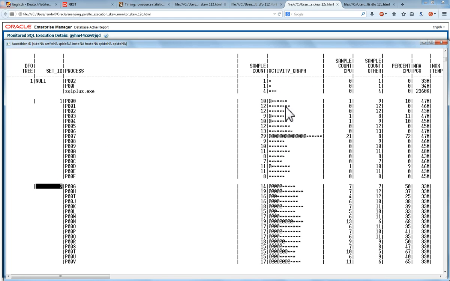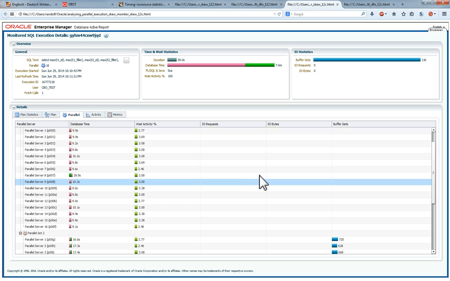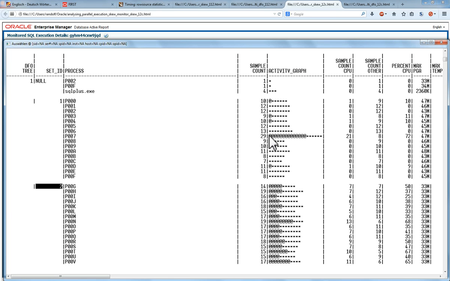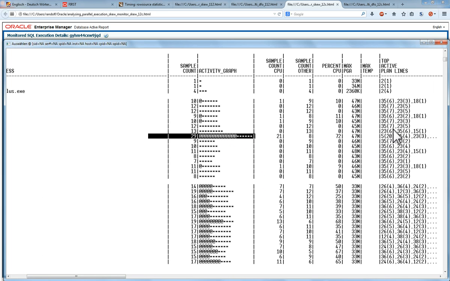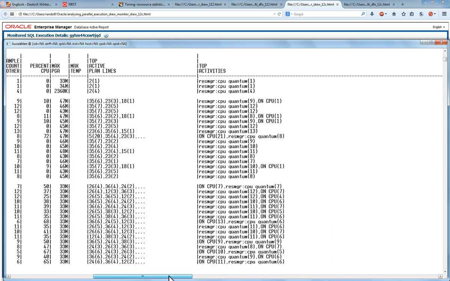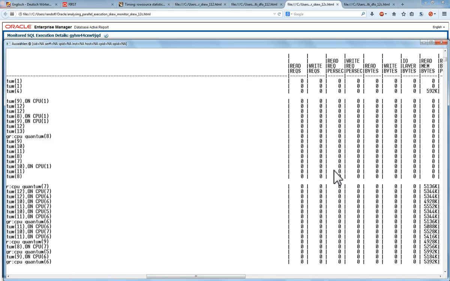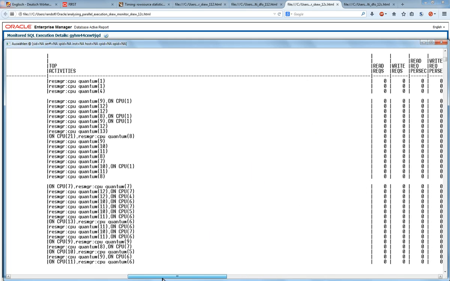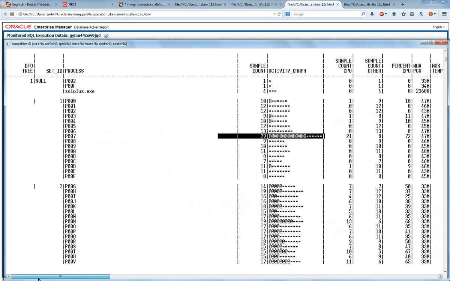And again, this activity graph, I think a bit more obvious than this graph here, shows us that this P007 in this case has a significantly different activity pattern than the other servers within the same set. And xplan-ash then offers more information, like the top active plan lines, the maximum PGA per process, the top activities, and so on. Even if we had some I/O figures, you would even get the I/O figures from 11.2 on. These are all things that you do not get from real-time signal monitoring, but xplan-ash shows them. But the most important parts are here on the left-hand side of the output, this activity graph, and the aggregation of the information per DFO tree and set.